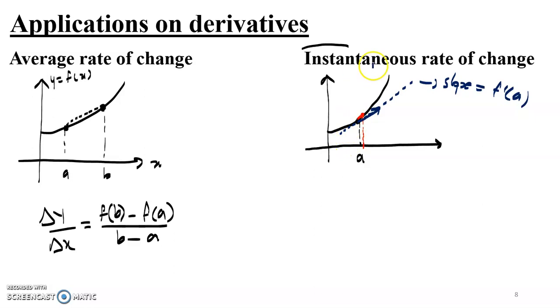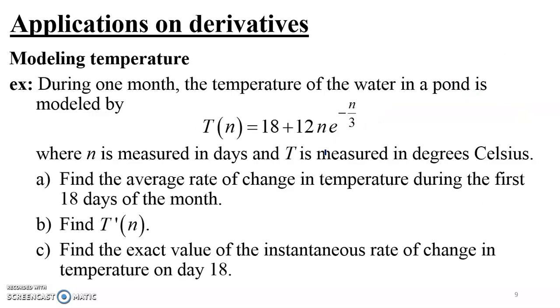So the instantaneous rate of change would be more or less studying how the curve is oriented and how it is really changing my model as I move from one instant to another. So going back to our exercise on modeling temperature, we need to find the average rate of change in temperature during the first 18 days of the month, that's starting from day 1 until the 18th day.